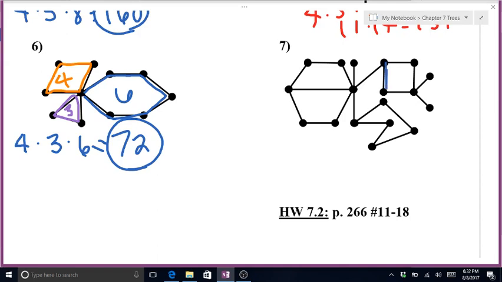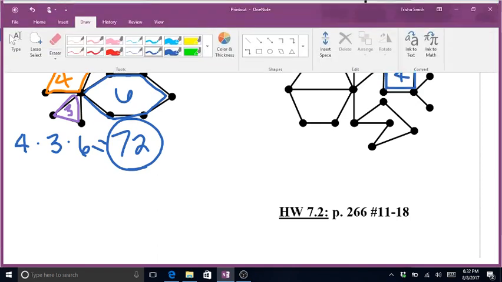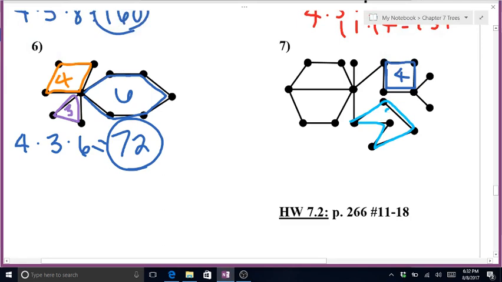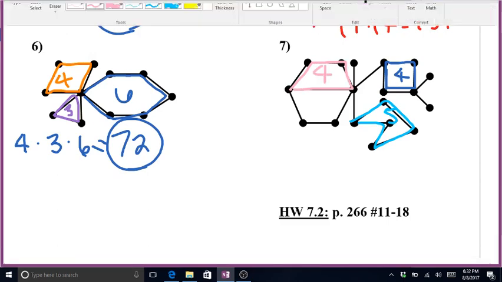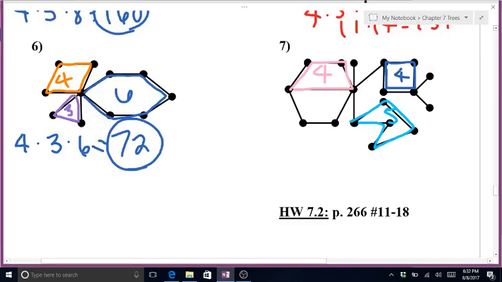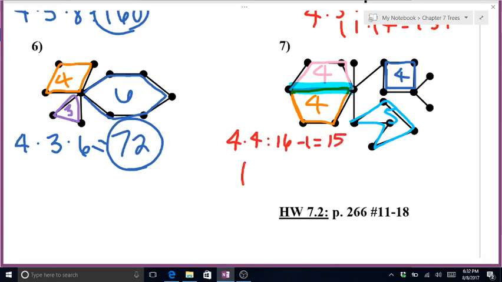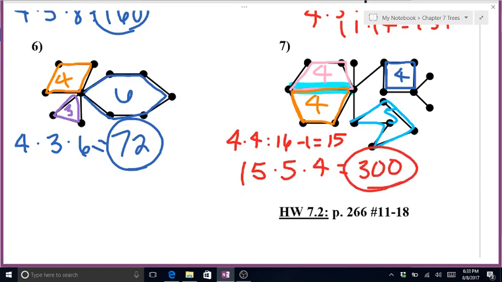Finally, number 7. Got a circuit of 4, a circuit of 5, and two circuits of 4. This circuit shares an edge in common, so we need to calculate that first. So 4 times 4 is 16, minus 1 is 15. So then 15 times 5 times 4. 300 spanning trees.